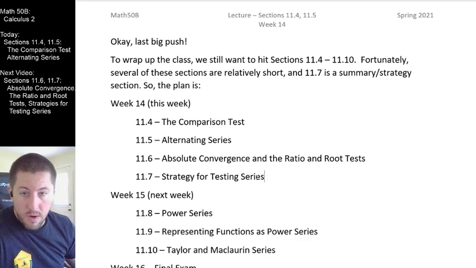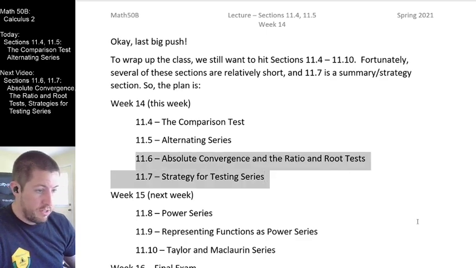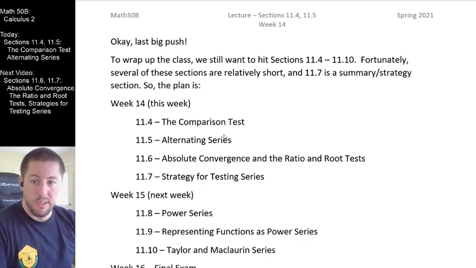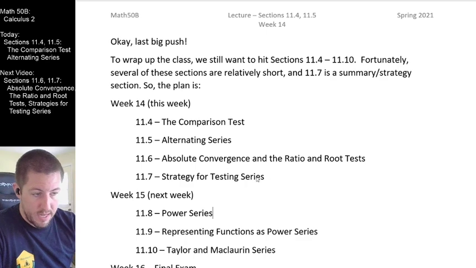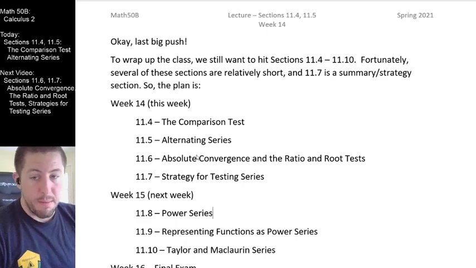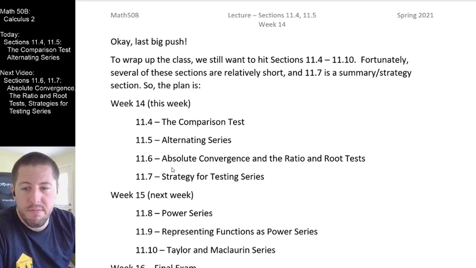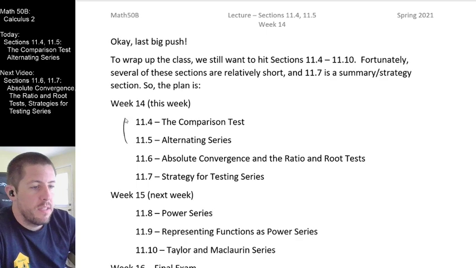In our next video, we're going to look at 11.6 and 11.7. You should see that 11.7 is really strategy for testing series, which really means I'm just going to sort of fold in the broader concepts about strategy for testing series into our 11.6 discussion. And the bottom line is that we're going to judge the convergence or divergence of like 20 or 25 different series in this video and in the next video between these four sections right here. So this video.